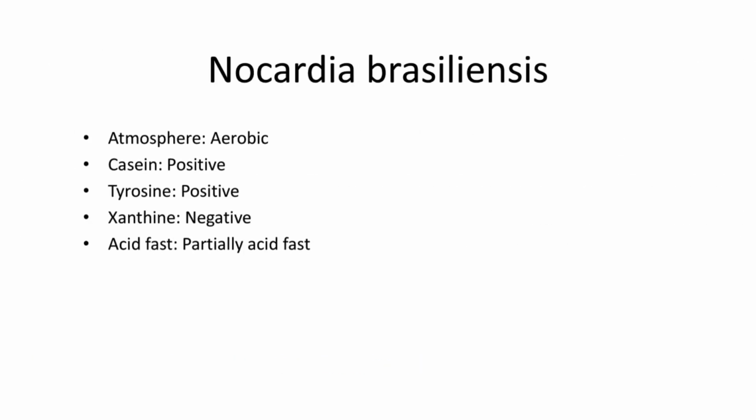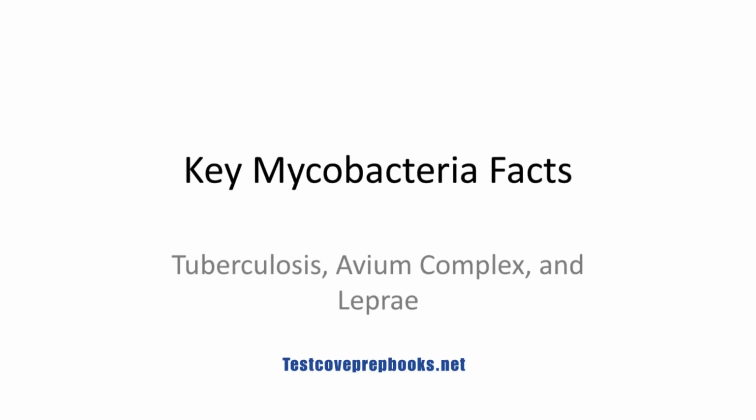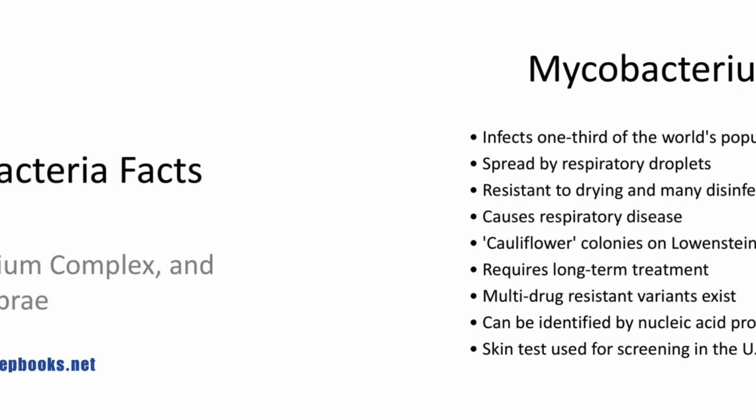Nocardia brasiliensis is also aerobic. It differs from Nocardia asteroides because it is positive for casein hydrolysis, positive for tyrosine hydrolysis, but negative for xanthine. Like asteroides, it is partially acid-fast. In summary, Actinomyces is anaerobic and non-acid-fast, while Nocardia species are aerobic and partially acid-fast, with biochemical tests further distinguishing them. Let's review the key reminders about 3 important mycobacteria.